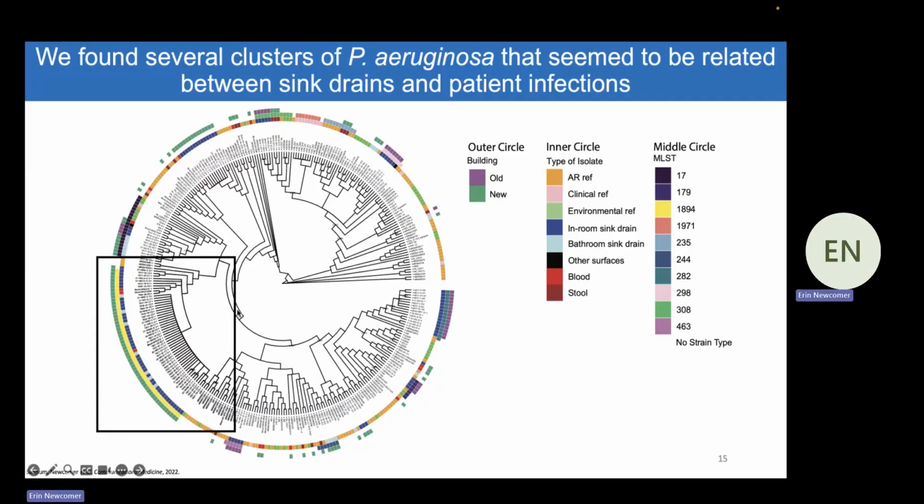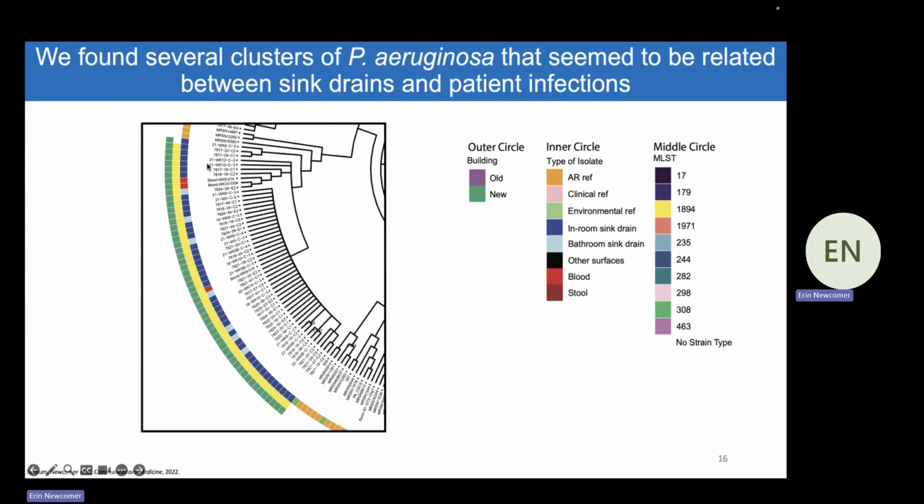patient infections. So I'm going to zoom in on just this small portion of the tree down here, which is this MLST 1894. You can see that we have a lot of very closely related isolates in here, many of which are from sink drains, which are these dark blue and light blue rectangles. But we also have several isolates in this cluster that are these red rectangles, which represent isolates collected from patient bloodstream infections. This is something that we're very interested in since the goal here is to reduce patient infections. So this was our first thing we wanted to investigate more closely.